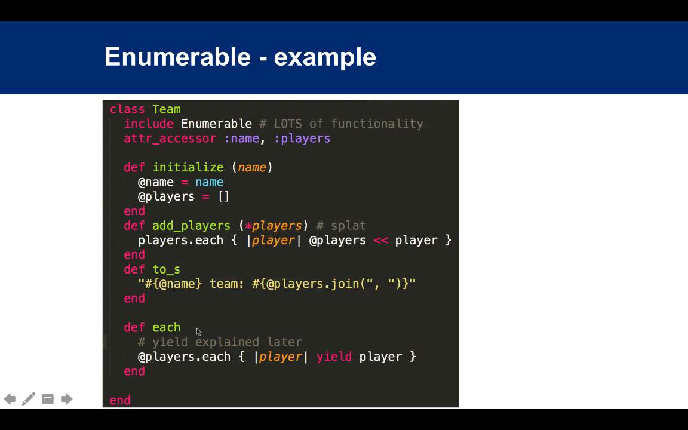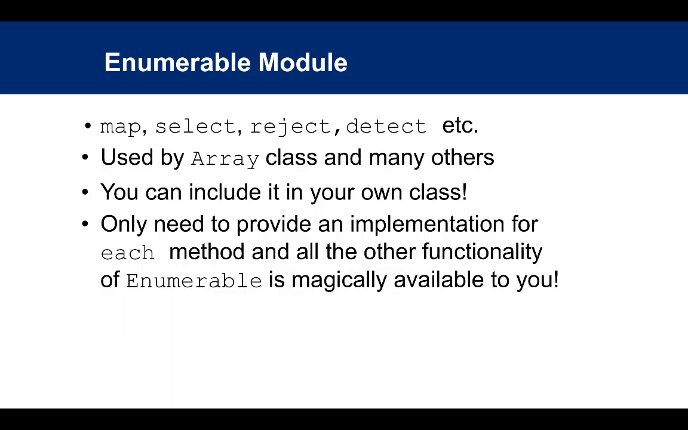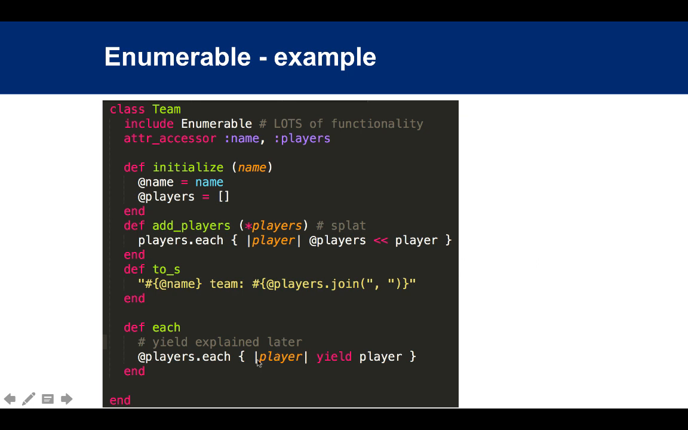And you implement this each method, as I mentioned. The only method that you have to implement for enumerable to work is this each method. And the way you implement it is you say players.each, and there's this yield syntax, which is explained later, but I'm not going to explain that now. But the point is you only have to implement the each method.